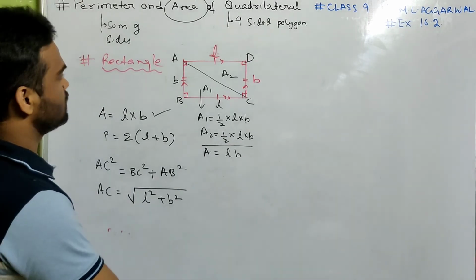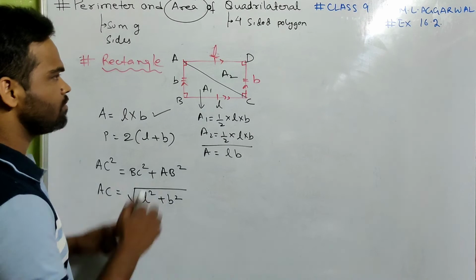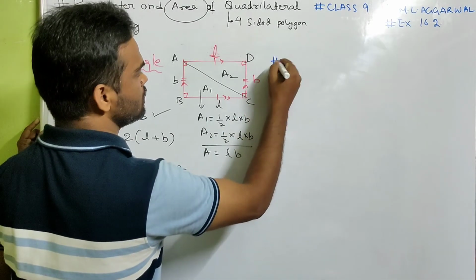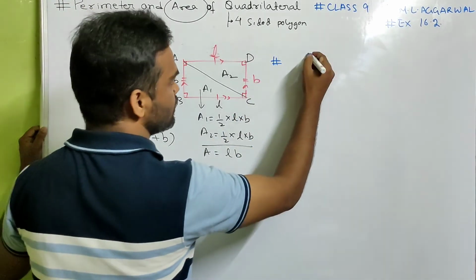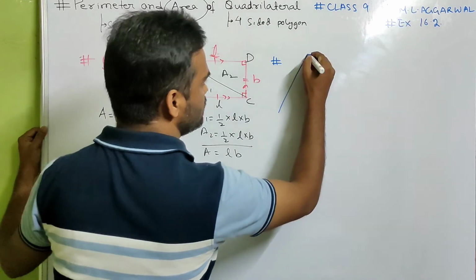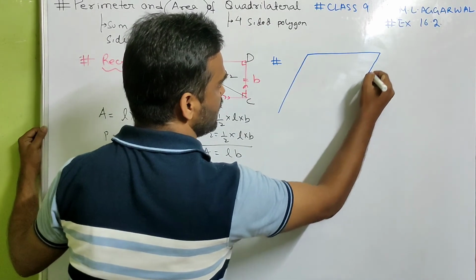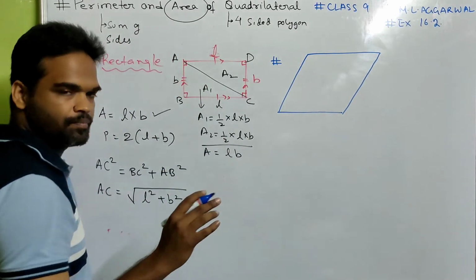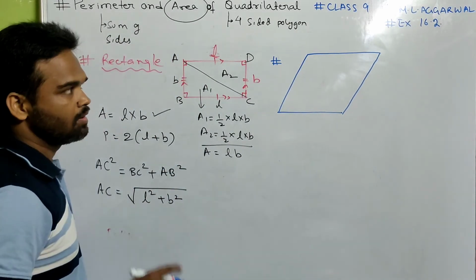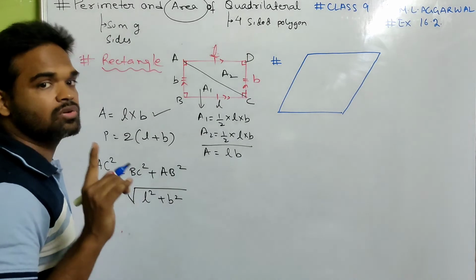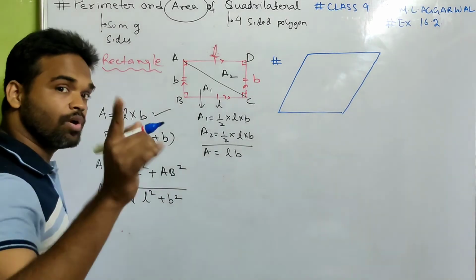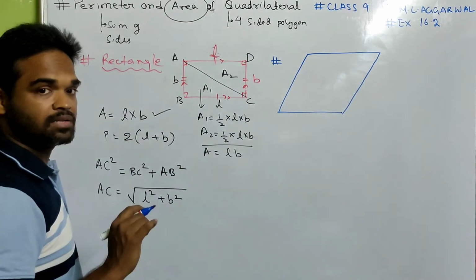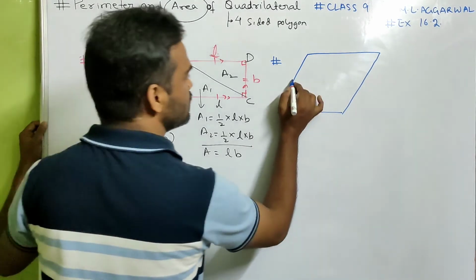So this was rectangle. Now comes rhombus. So what is a rhombus? Again, it's a parallelogram in which all the sides are equal, like square only. But if you look carefully, the diagonals are not equal. The diagonals in square are equal, but over here, the diagonals are not equal. All the sides are equal.